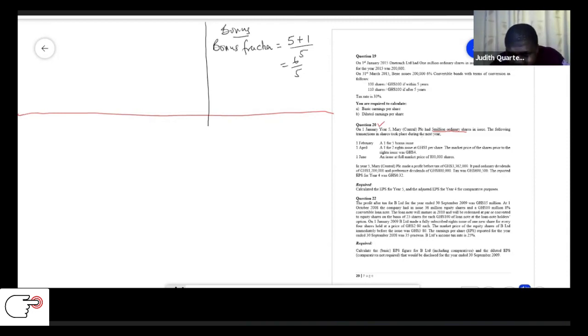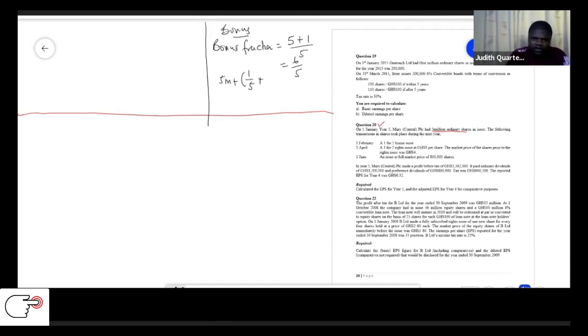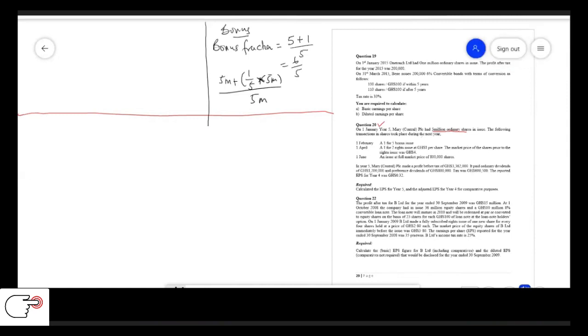The existing number of shares is how much? 5 million. So 5 million plus 1/5 times 5 million, all over what? 5 million, right? 1/5 times 5 is what? It's 1, right? So 1 million plus 5 million, 6 million over 5 million, 6/5.